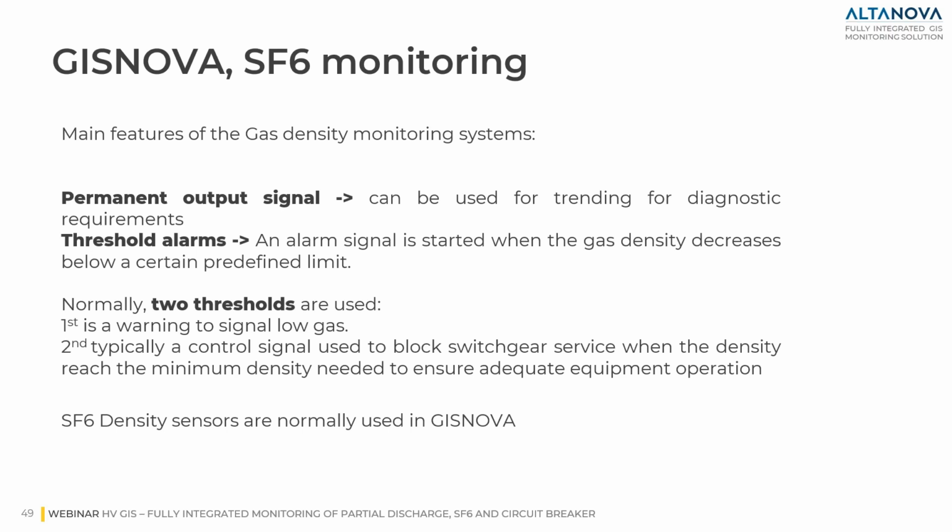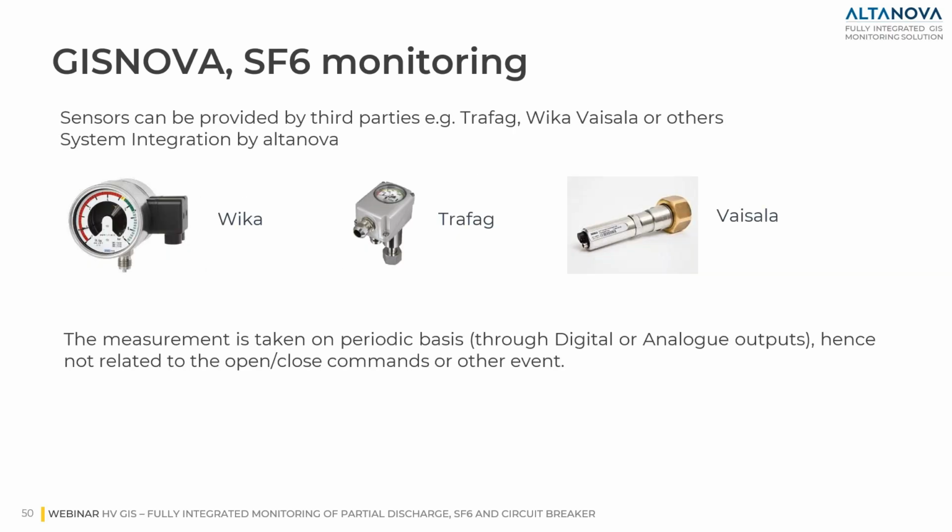To reach the second threshold, there are several technologies that include, for example, pressure switches, gas monitoring with a reference gas, temperature compensated pressure gauges, or a sensor to measure the density, the direct density measurement. We normally use SF6 density sensor in our system.